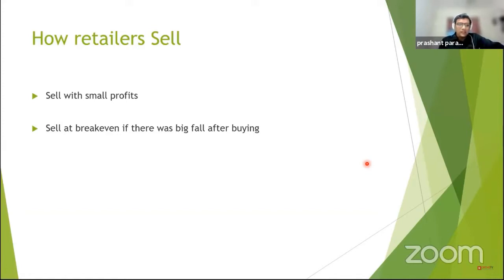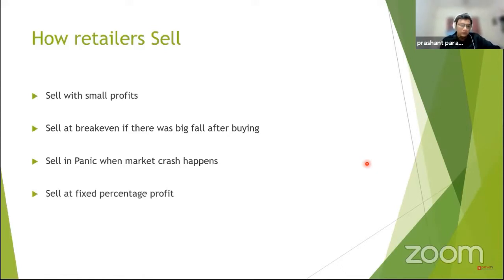So when prices come back to break even levels, they sell it, and they feel very happy that at least I got back my money. Then there are some retailers who sell in panic when a market crash happens. Like the recent Corona event, there was a rapid fall, and a lot of people might have sold their holdings during this crash, fearing that it may go down and down. Like the previous 2008 event when it fell around 68%. So people might have been afraid that this time also it may happen, and they might have sold.